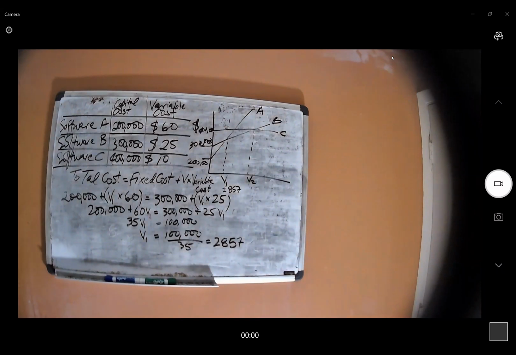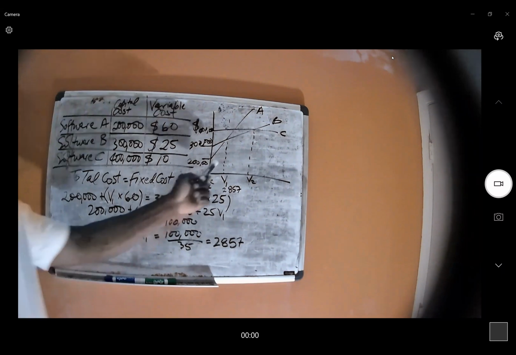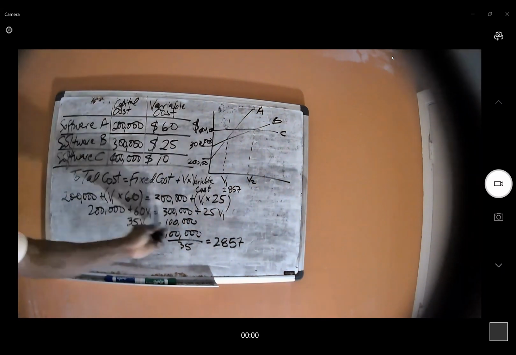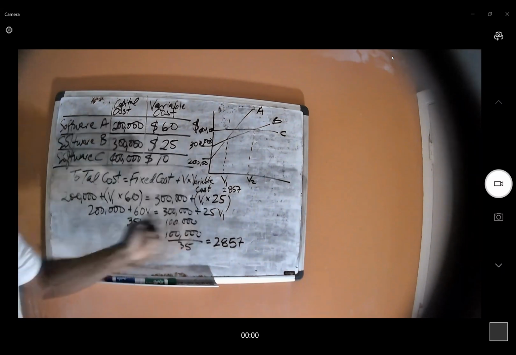If you remember, at this point, software A and software B, their total cost is equal. That's what allows you to be able to solve for V1. That's what's important.